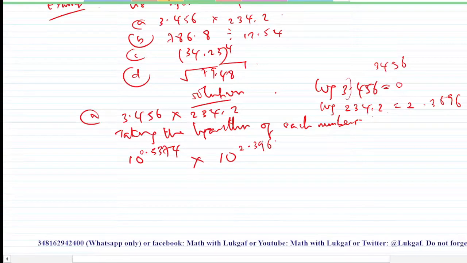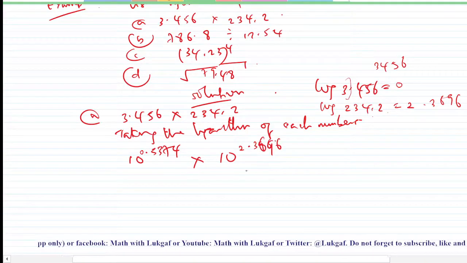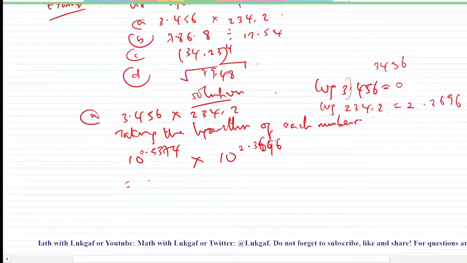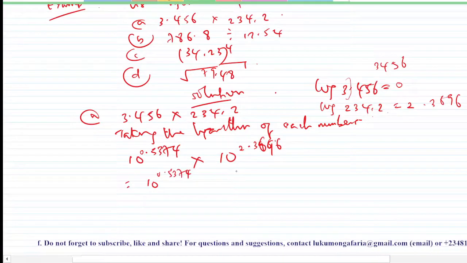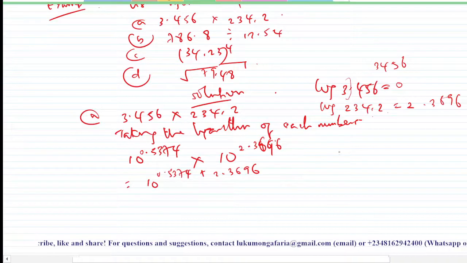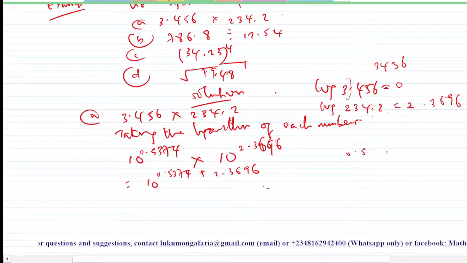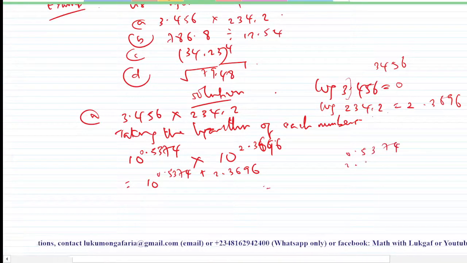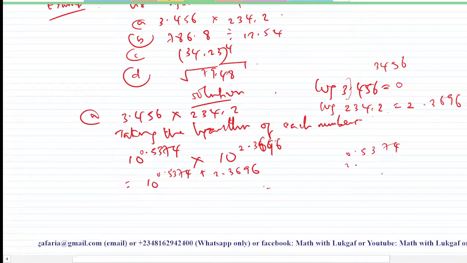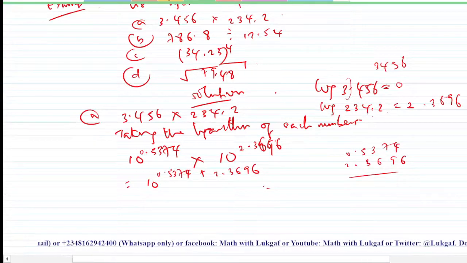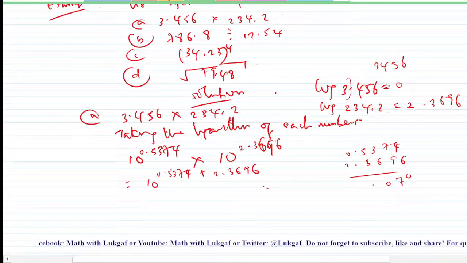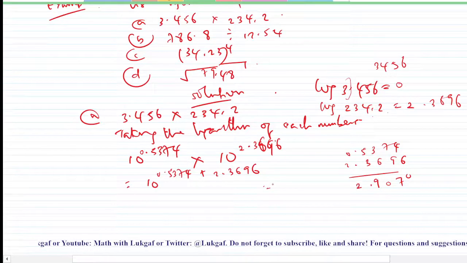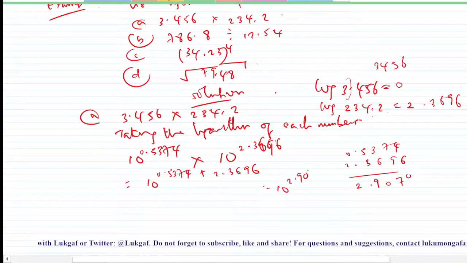So it means this one will give you 2.3696. Sorry, 3696. So if you now use your laws of indices, this one will give me 10 raised by 0.5374 plus 2.3696. So when you add the two together, I have 2.9070. That gives you 10 raised by 2.9070.